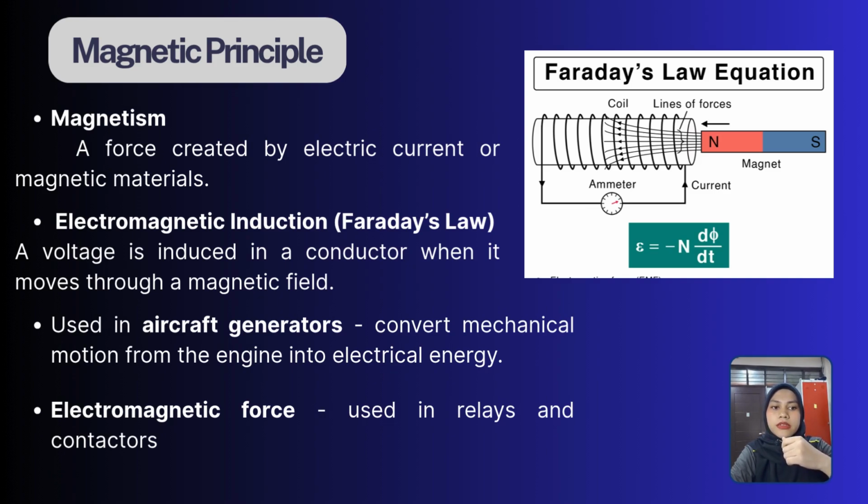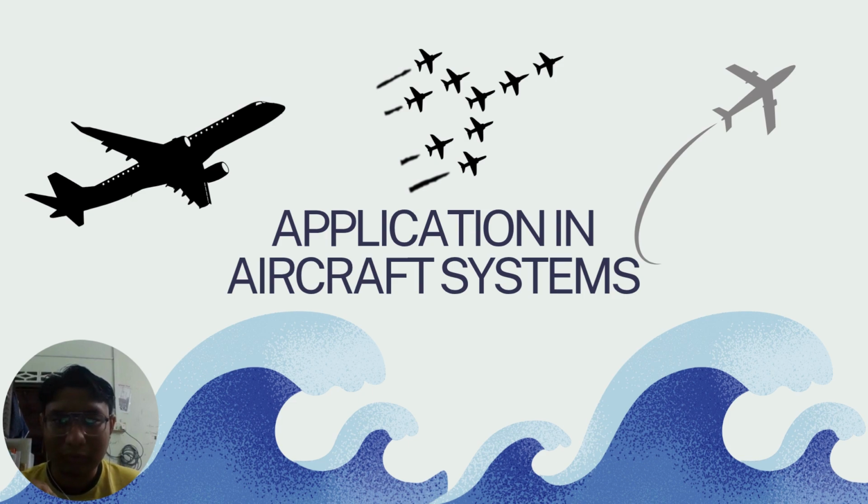It also plays a role in navigation systems such as flux valves and magnetic compasses, which use Earth's magnetic field to help determine heading. And lastly, electromagnetic force is used in relays and contactors, which are switches that open or close electrical circuits using magnetism. These are vital for controlling high power systems safely. Thank you.